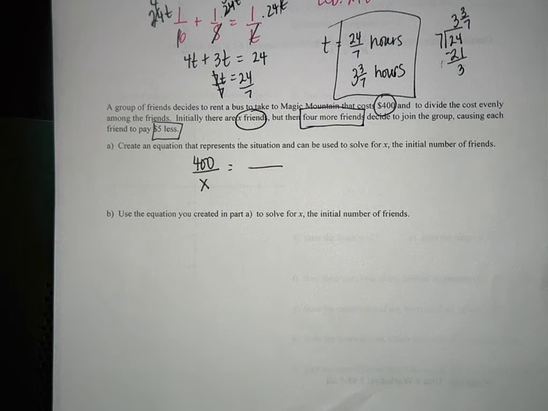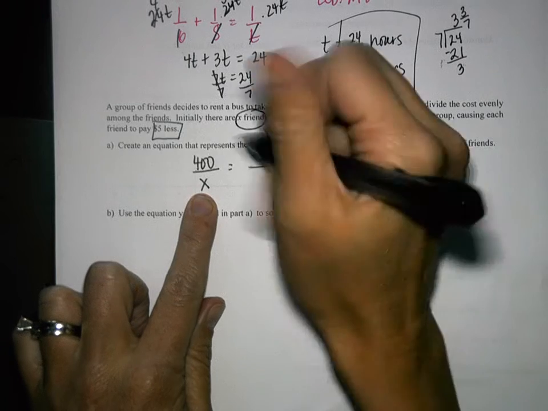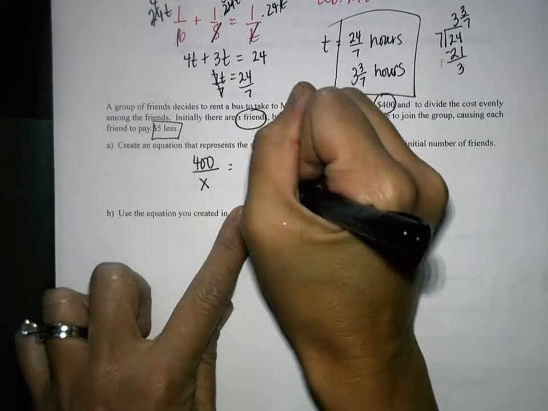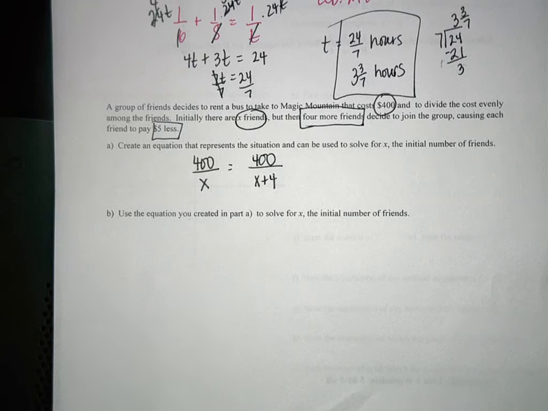I have no clue. 4. How many more friends are being added? Do we know what X is? So we are going to take the 400 this time and divide it by X plus 4, because we still have everyone that was initially in the group and we're adding 4 more people to it. Does that make sense? Yes, very much.